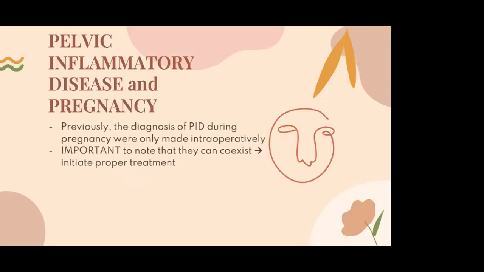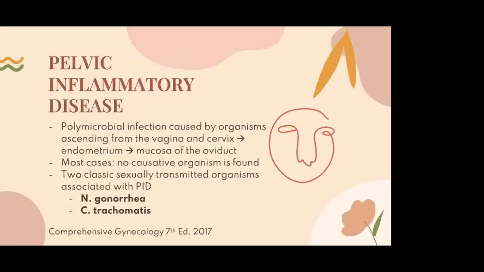So previously, the diagnosis of PID during pregnancy was only made intraoperatively. So it is important to note that they can coexist so we can initiate proper treatment. Pelvic inflammatory disease is a polymicrobial infection caused by organisms ascending from the vagina and cervix into the endometrium and to the mucosa of the oviduct.